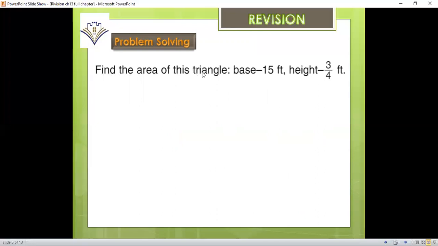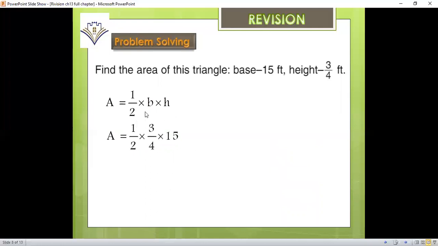Find the area of a triangle. If its base equals 15 feet and the height equals 3/4 feet, then our rule is: area of a triangle equals half multiplied by base multiplied by height.